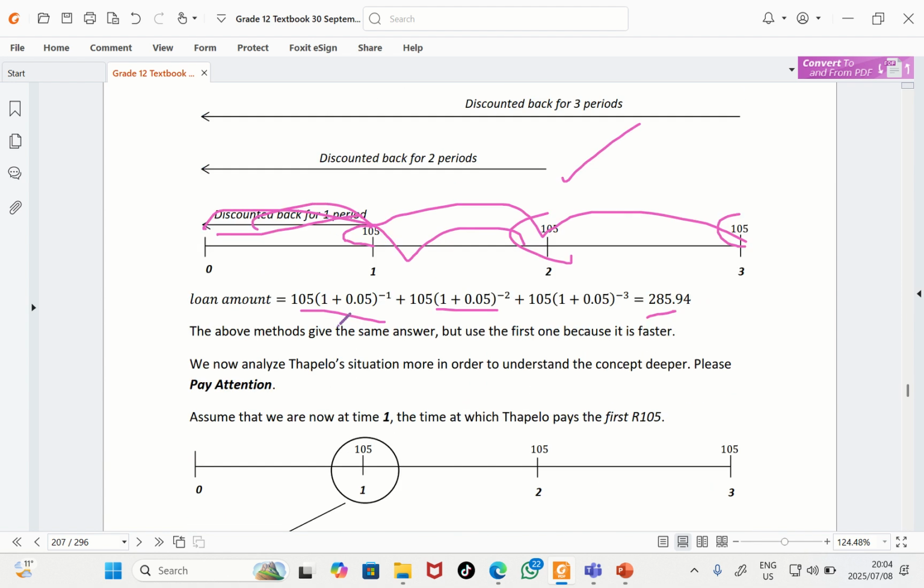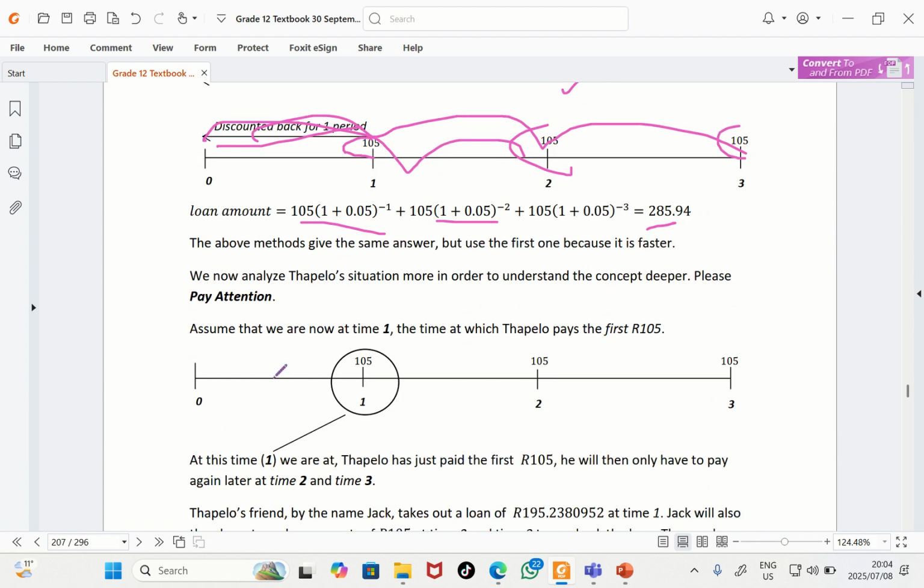Let's just say this is actually what the book asks after. Now let's analyze this situation more in order to understand the concept. Please pay attention. Assume that we're at time 1. We are now going to analyze this deeper. I just want to show you something that will give you a proper understanding of how to calculate the balance on a loan. So we're still looking at the same scenario. My guy here takes out a loan of 285.94. He pays back 105 at time 1, time 2, time 3.